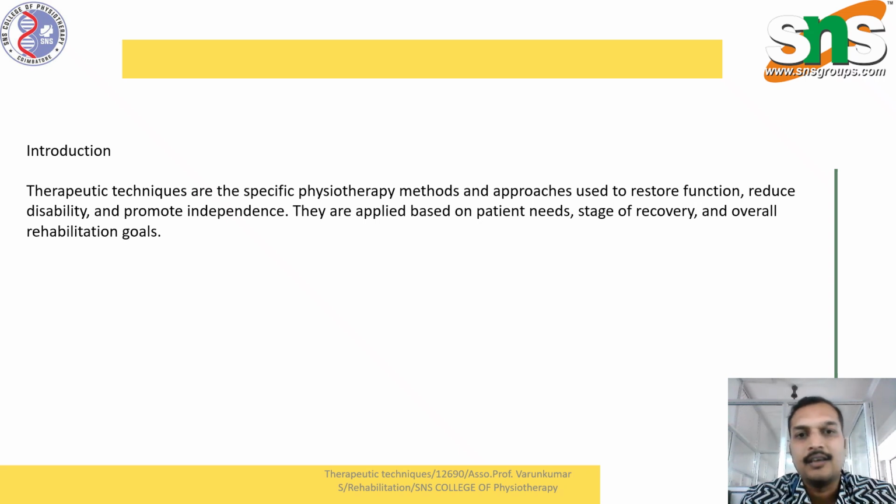So therapeutic techniques are the specific physiotherapy methods. It is one of the physiotherapy methods which involves various approaches used to restore the patient's function, reduce the patient's disability, and promote the patient to be independent in their life. They are applied based on the patient needs because patients differ in various conditions. So based on those conditions we have to decide the therapeutic techniques, or what treatment is needed for the patient. It also depends on the stage of recovery. At the time of therapy, the patient will be in various stages of recovery, and it also depends on the overall rehabilitation goals. Okay.